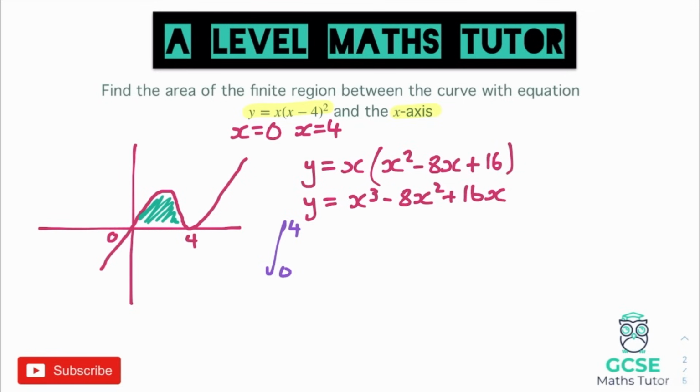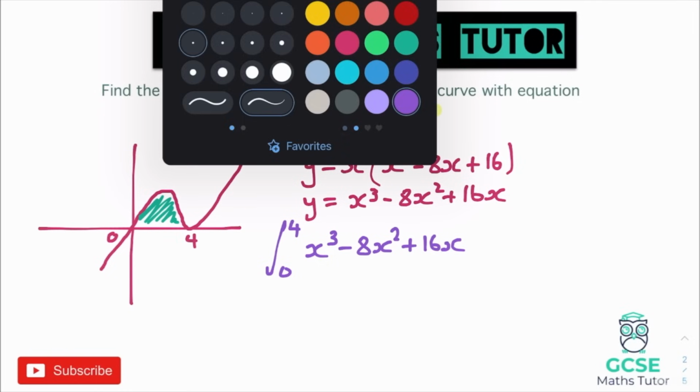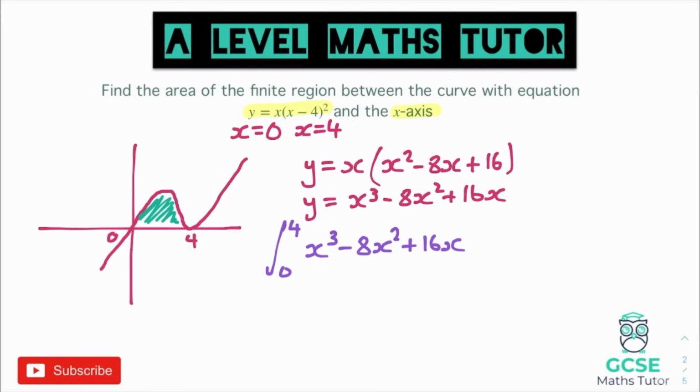So when we integrate that, let's just write down what we're going to integrate. We're going to integrate x cubed minus 8x squared plus 16x. And when we integrate it, then we can just go ahead and write it in our squared bracket. So increasing the power then, we get x to the power of 4 over 4, take away 8x to the power of 3, all over 3. And then that is going to be plus 16x squared over 2. And of course you could write that as 8x squared.